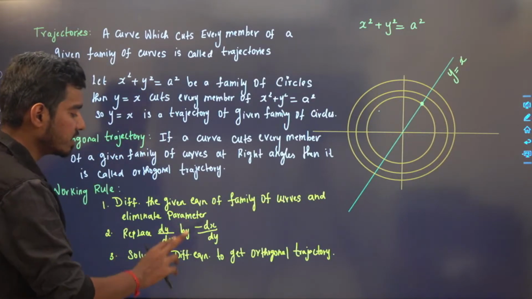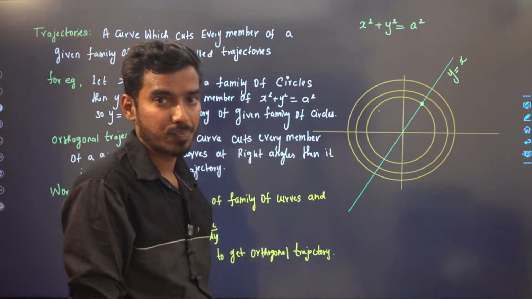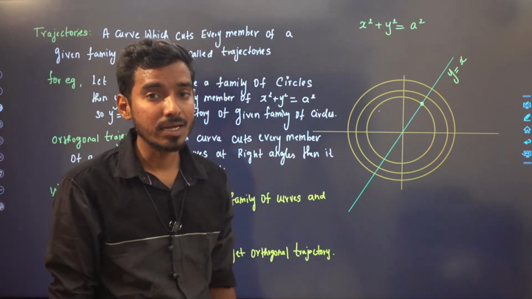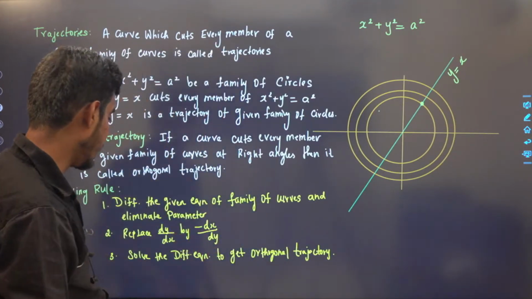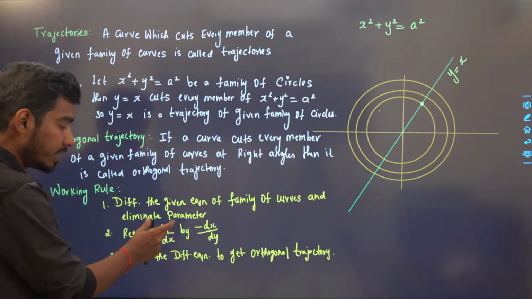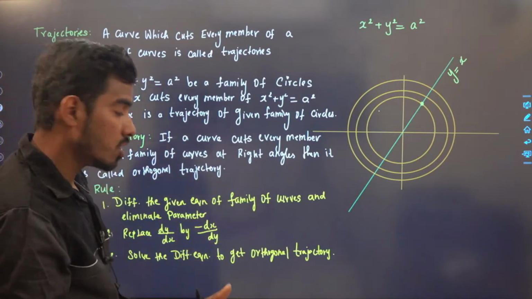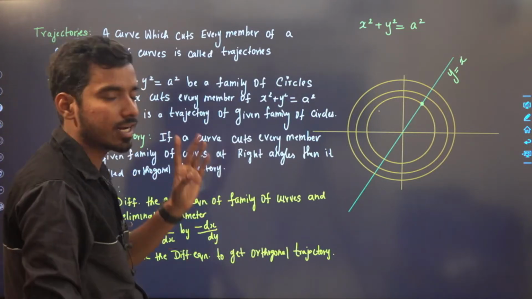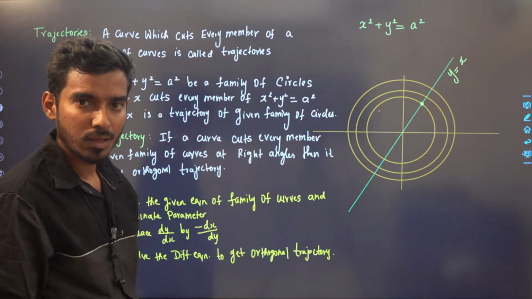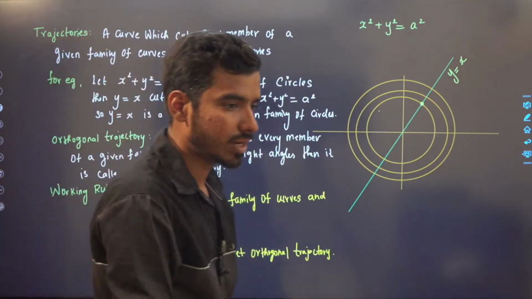Very easy. After that, you have to replace dy by dx with minus dx by dy. After that, you will get a differential equation. After step 2, you will get a differential equation. Solve the differential equation to get the orthogonal trajectory. Very simple. I'll give you an example. Very, very easy problems, right?